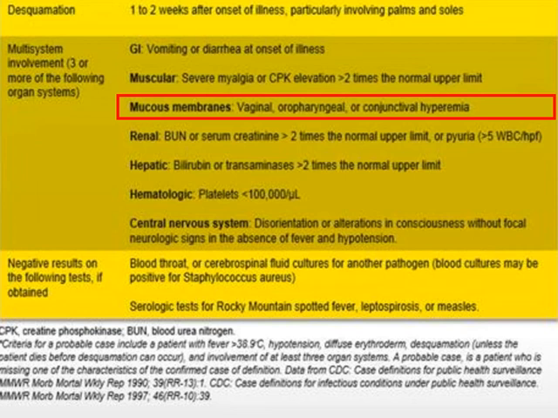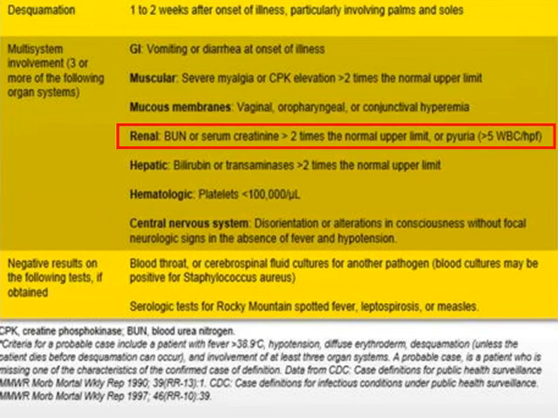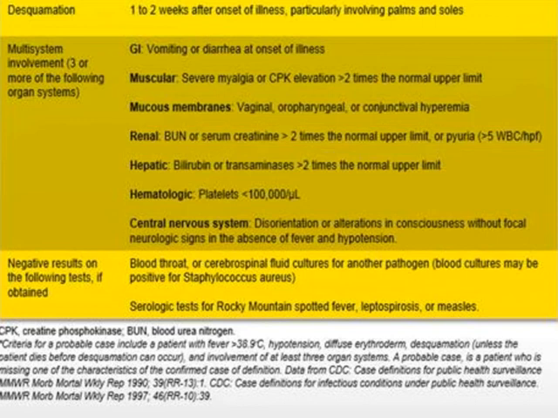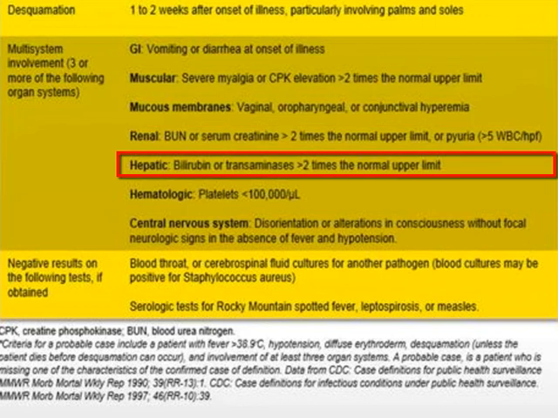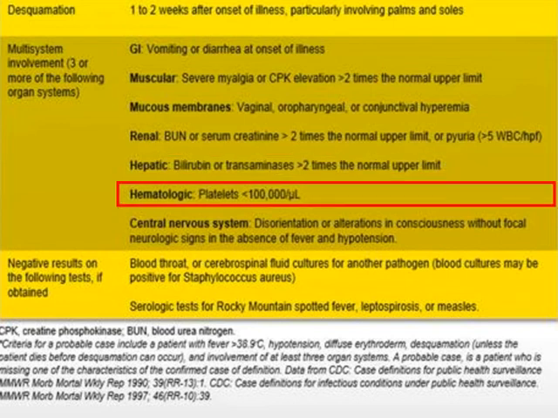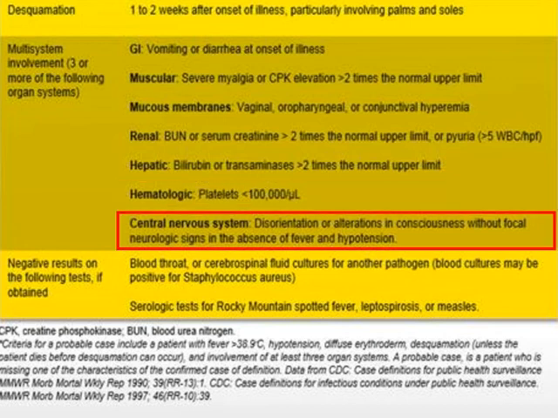of conjunctival hyperemia, something that looks like conjunctivitis; renal involvement, as demonstrated by elevation of the BUN or serum creatinine greater than 2 times upper limit of normal, or pyuria with greater than 5 white blood cells per high power field. Hepatic involvement would be demonstrated by bilirubin or transaminase levels greater than 2 times the upper limit of normal, and hematologic involvement would be demonstrated by thrombocytopenia with platelets less than 100,000. And CNS involvement would be characterized by disorientation, altered mental status without any focal neurologic signs.